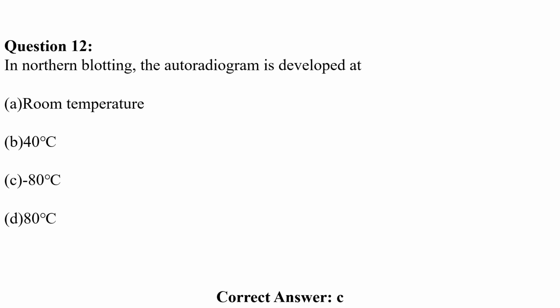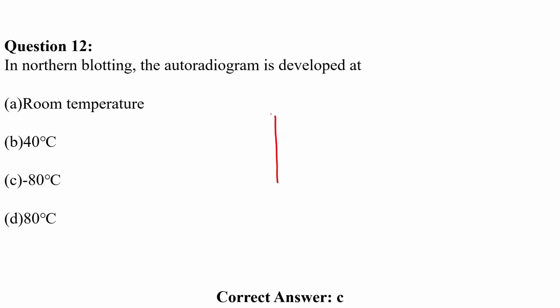We have to do this development at a very low temperature so that we get a very specific signal. So basically in autoradiography we are visualizing the membrane under X-ray radiation, right? So in that case, if we do it at room temperature, we can actually see a very high signal, and that can actually give us false results.